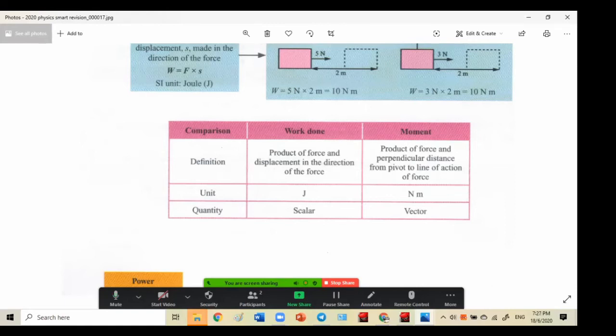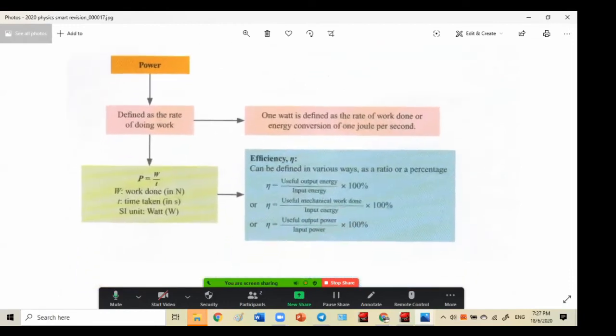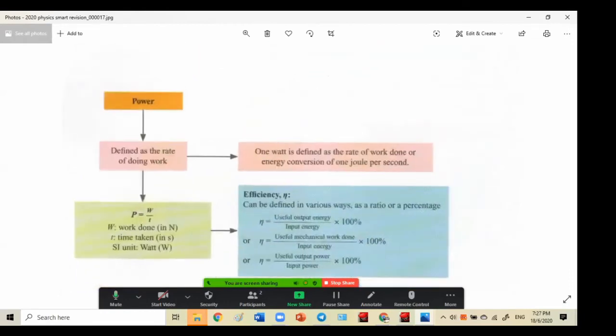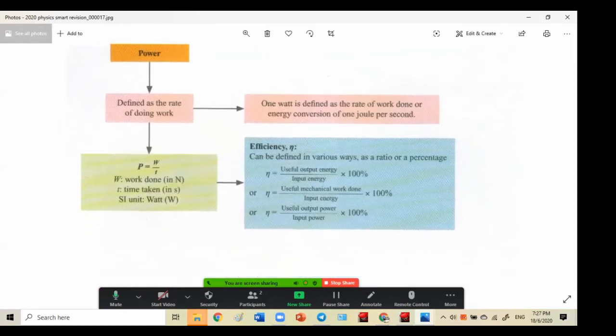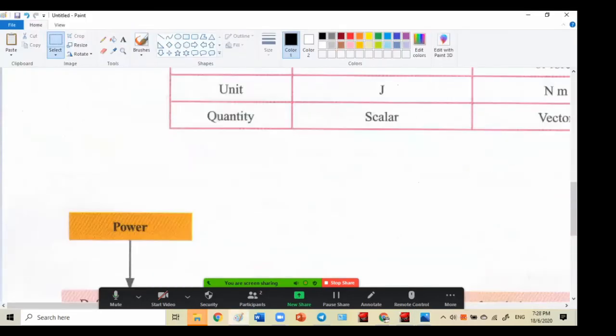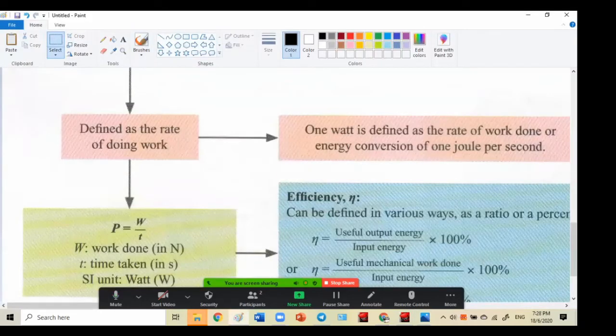Okay, the next definition is power. What is power? Power is defined as the rate of doing work. It is work divided by time. Work is energy, right? So power is actually energy divided by time. Power is the rate of doing work.